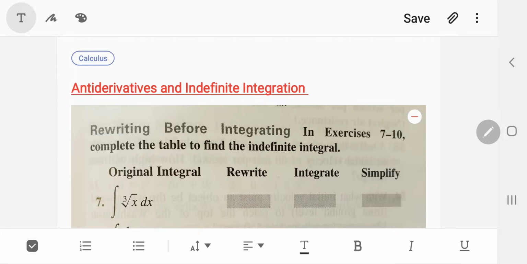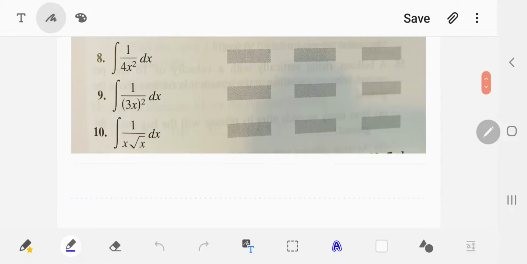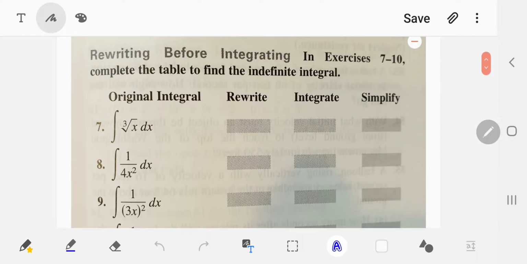Okay, now let's try to do some basic integrations after we know the two basic rules of integration: integration of x to the power of n and integration of a constant. Let's have a look at such a problem here. Have a look at this question. What does it say? Complete the table to find the indicated integral.